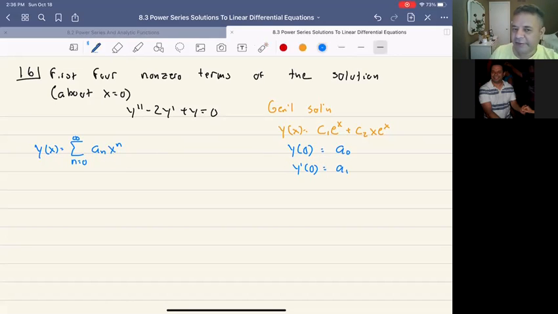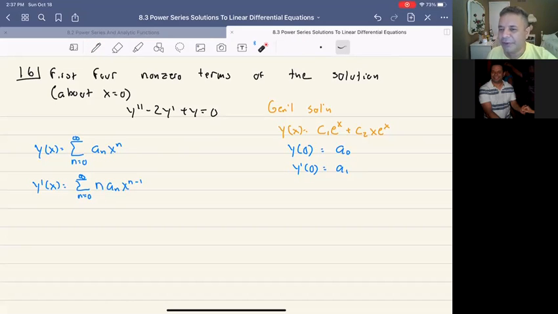Similarly, let's take the derivative. y prime of x equals sum, n goes from 0 to infinity, n a sub n x to the n minus 1. So now, the n equals 0 term, that's 0 too, right? But the n equals 1 term is going to be 1 times a sub 1 x to 0. So that's how you get y prime of 0 is a sub 1.